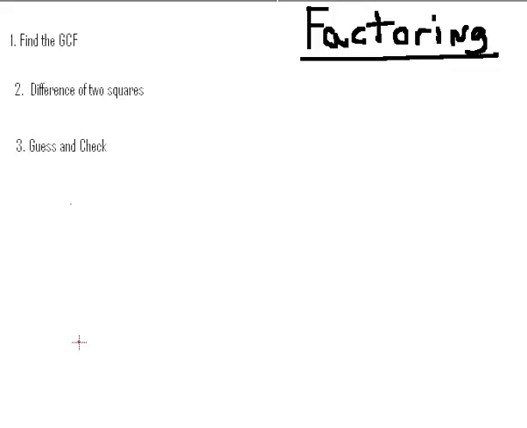Let's go through a few basic fundamentals when we're factoring. First, let's just understand basically what factoring is. Basically, with factoring, you want to take an expression. I'm going to look at the number 6.